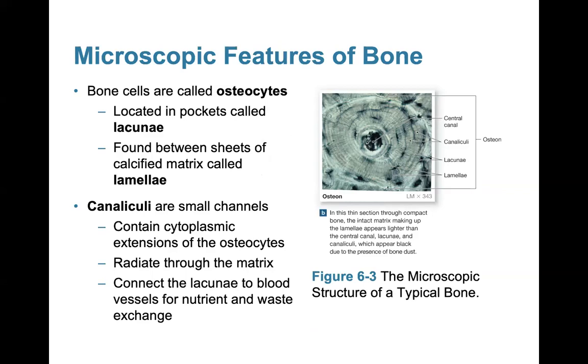Canaliculi. These are small channels. They contain cytoplasmic extensions of the osteocytes, and they radiate through the matrix. They connect the lacuna to blood vessels for nutrient and waste exchange. So these little canaliculi, these are little channels that will allow the blood vessels to sort of feed these individual osteocytes.